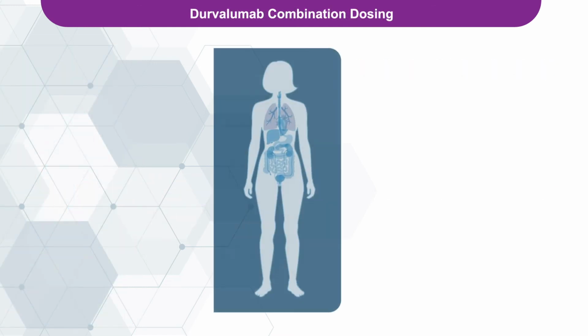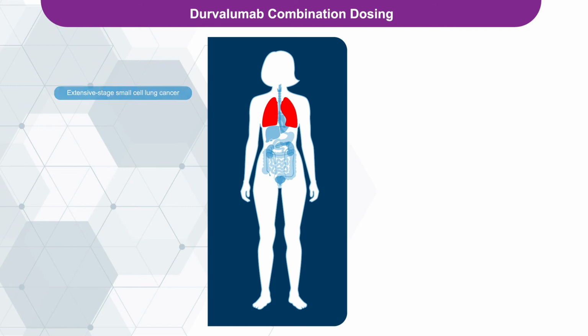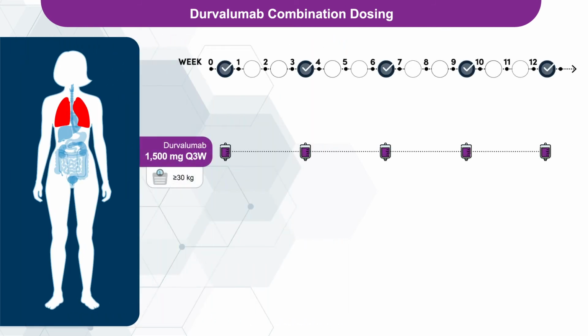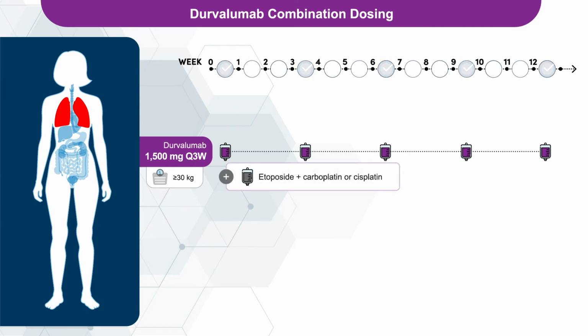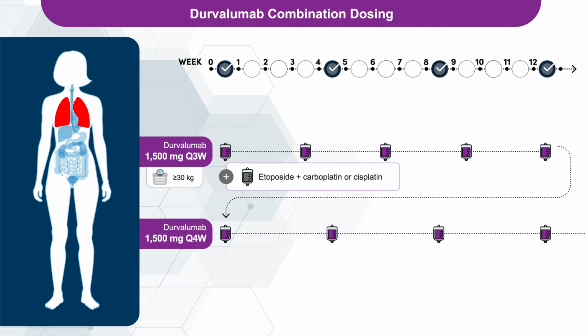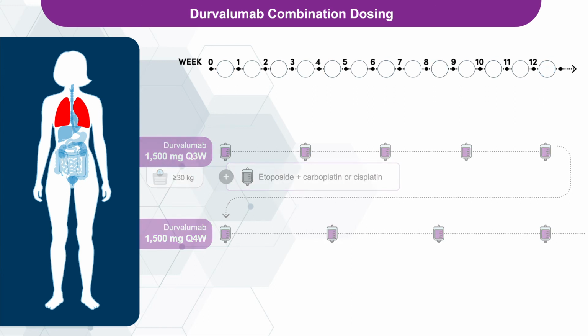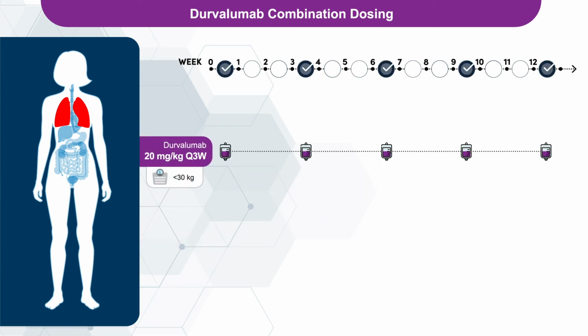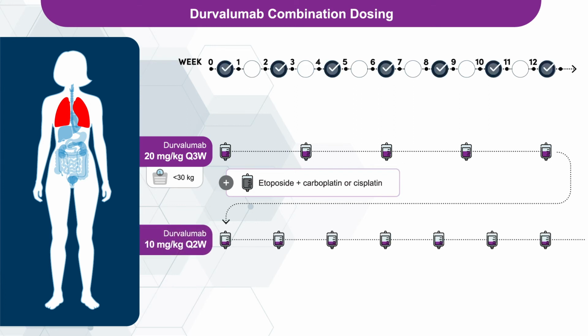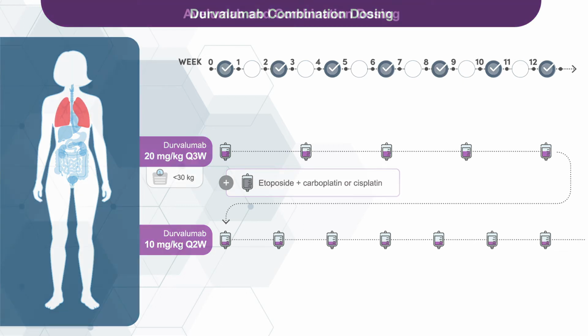For patients with extensive stage small cell lung cancer who weigh at least 30 kilograms, durvalumab is dosed at 1,500 milligrams every 3 weeks, plus etoposide and carboplatin or cisplatin. Once chemotherapy has been completed, durvalumab is then dosed as a maintenance monotherapy at 1,500 milligrams every 4 weeks. For patients who weigh less than 30 kilograms, durvalumab is administered at 20 milligrams per kilogram every 3 weeks in combination with etoposide plus carboplatin or cisplatin. When chemotherapy is complete, durvalumab is then administered as a maintenance monotherapy at 10 milligrams per kilogram every 2 weeks.